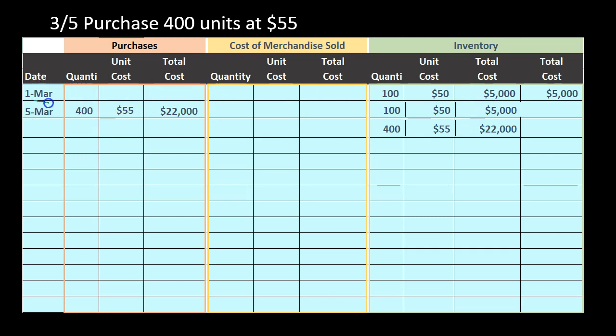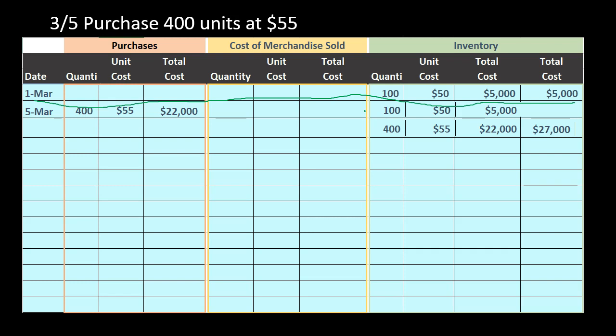So remember, we only care now about everything under this green line. That's all that matters at this point in time. We got the 5,000 plus the 22,000 means we've got 27,000. So we have two layers of inventory now under first in, first out. We've got the 100 units at 50. We've got the 400 units at 55. Under first in, first out, we would assume that we sell the 100 units first, although remember, that's just an assumption.